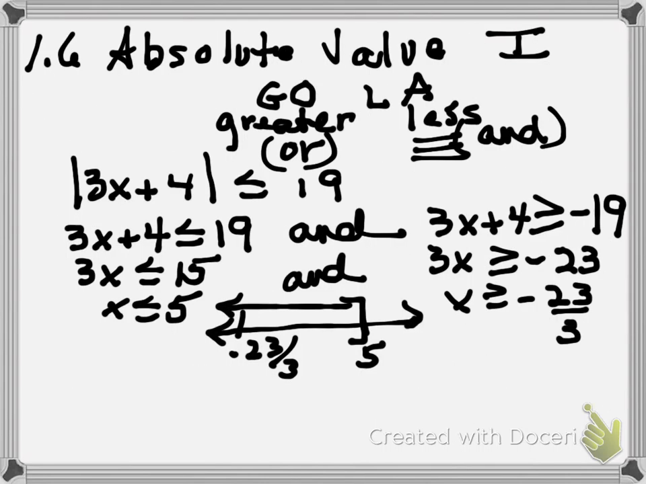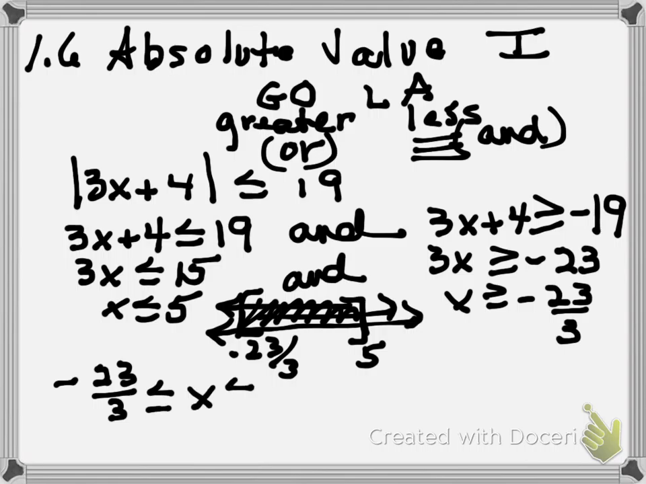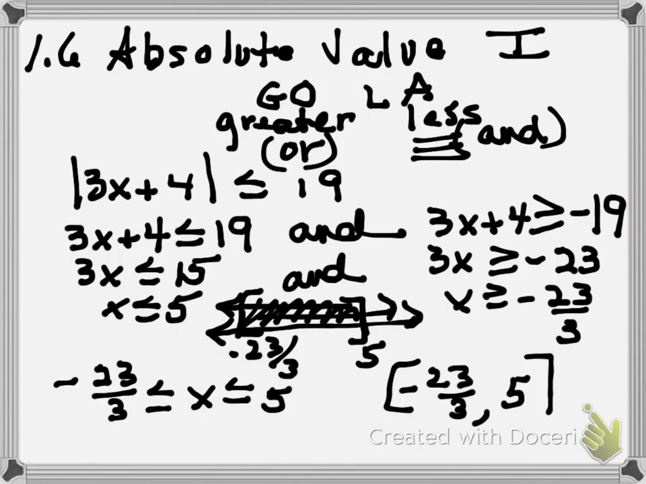Greater than or equal to negative 23 goes this way. And is what they have in common. It's between these two. So the solution is negative 23 over 3 is less than or equal to x is less than or equal to 5. Or negative 23 over 3, comma, 5, written this way. So as an interval, it's an and, it's between those two. But you set it up with an and because it started out being a less than or less than or equal to.